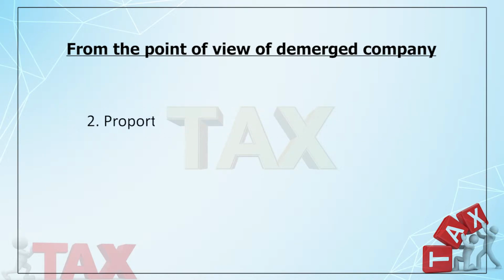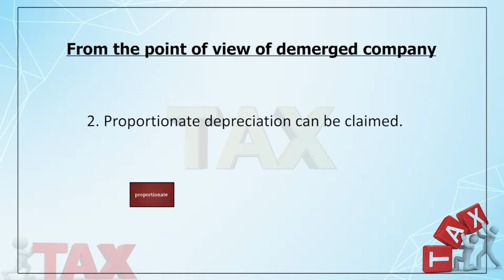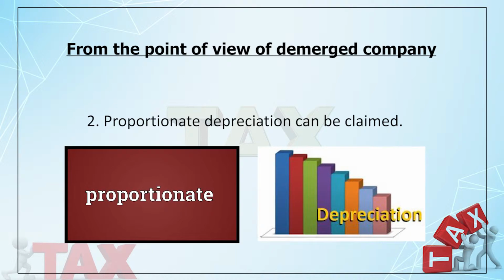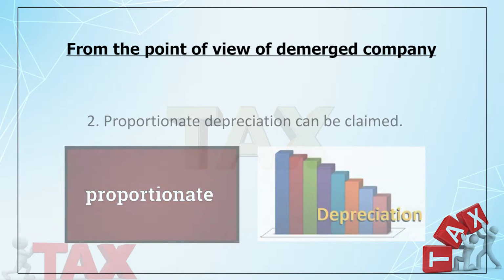And number 2 is the demerged company can enjoy proportionate depreciation. You know that proportionate depreciation means for the period for which the asset is enjoyed by the demerged company, they can claim depreciation on that, and for the period for which it is enjoyed by the resulting company, they can claim depreciation on it. But you know, the income tax general rule is depreciation is not proportionate. You are allowing depreciation only on the value of the asset which existed on the closing date.